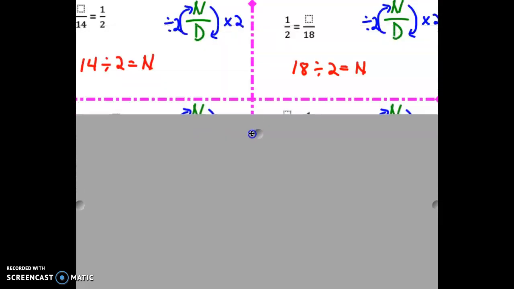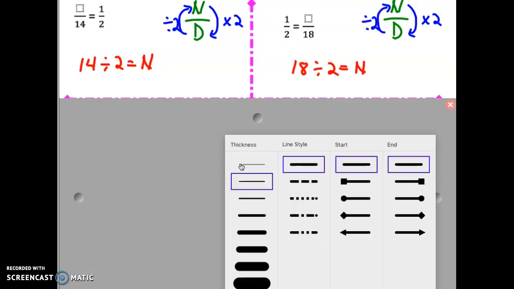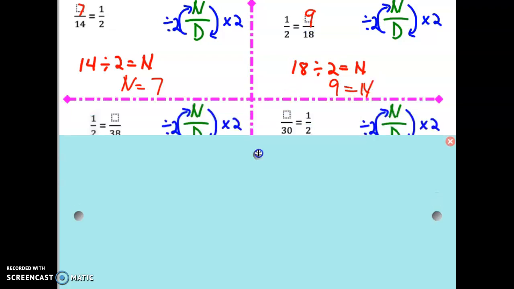All right. So some of the questions you had were, how many 14ths would it take to make half? We have the denominator. We want the numerator. So you would take the denominator and divide it by 2. The numerator would be 7. 7 is half of 14. For 1/2 is how many 18ths? We've got the denominator. We want the numerator. 18 divided by 2 is 9. Our numerator would be 9.